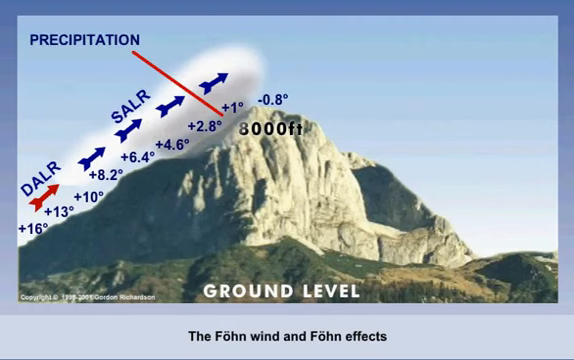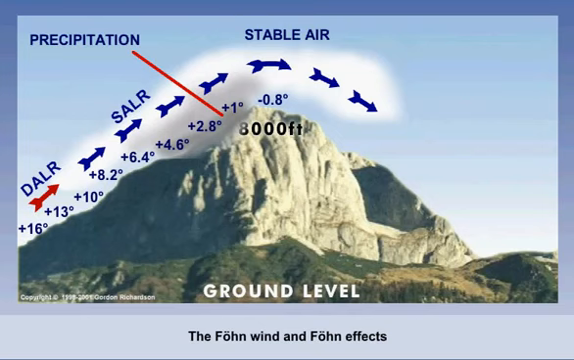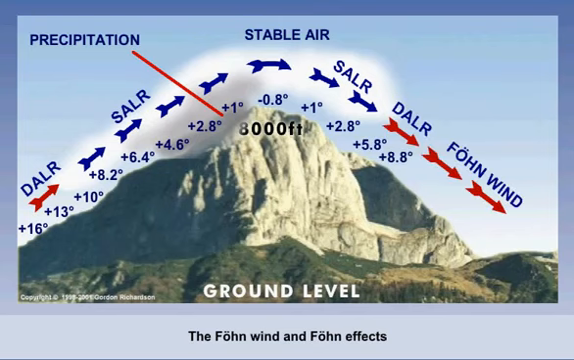There may be precipitation produced on the windward slope, which reduces the water content of the air mass. However, because the air is stable, it will flow back down the leeward side of the mountain, and because it is descending, it will warm adiabatically. At first it warms at the SALR until the cloud disperses, and then at the DALR as it descends further.